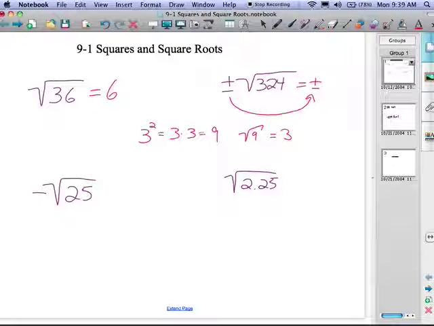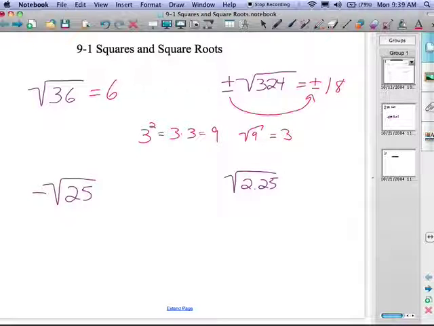So now we have to think about what is the square root of 324. Most calculators have a square root button on them, and in most cases you're allowed to use that unless you see no calculator. So the square root of 324, you type it into a calculator, 324, hit the square root button, and you find that it's 18.